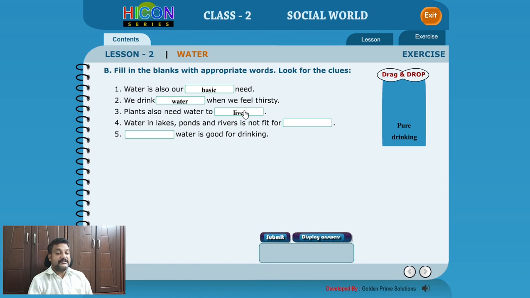Water in lakes, ponds and rivers is not fit for drinking. Dash water is good for drinking. What water is good for drinking? Pure water is good for drinking. So what are the sentences? Water is also our basic need. We drink water when we feel thirsty. Plants also need water to live. Water in lakes, ponds and rivers is not fit for drinking. Pure water is good for drinking.